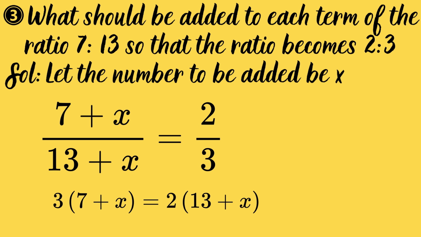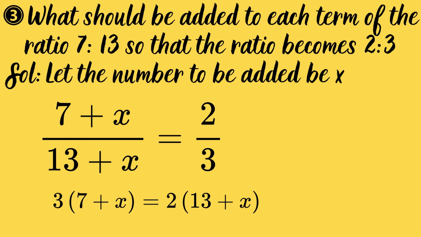Let's look at our third problem. What should be added to each term of the ratio 7 is to 13 so that the ratio becomes 2 is to 3? So now we do not know what number is to be added. Therefore, let the number be x. So now we have to add x to each term. So (7 plus x) upon (13 plus x) gives us 2 by 3.